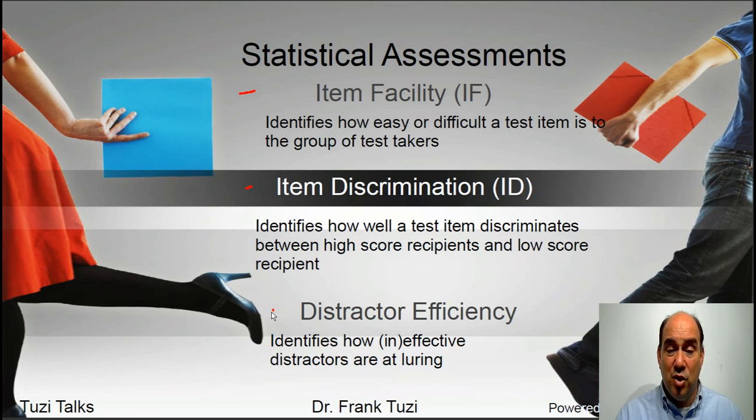Then you can also look at distractor efficiency. How efficient are the distractors? It identifies how effective or ineffective the distractors are at luring someone away. So you may, for example, look at all the students who answered question 15 and find nobody selected D. Well, D might be a bad distractor because it's not luring students away. And again, you may find a couple of other ones that some people are picking. Okay, well then those may be good distractors. I may want to change a distractor.